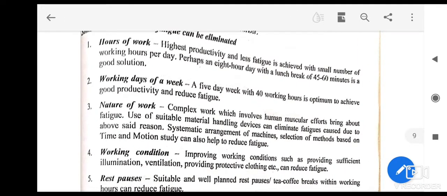Several methods can be adopted to eliminate fatigue. Firstly, reduce the number of working hours. This can lead to higher productivity and less fatigue. Secondly, a 5-day work week can be adopted. Third, systematic arrangement of machines and selection of methods can reduce fatigue. Fourth, providing sufficient illumination, ventilation and providing protective clothing, etc. can provide improved working conditions and thus reduce fatigue. Fifth is providing sufficient breaks in between the working hours.